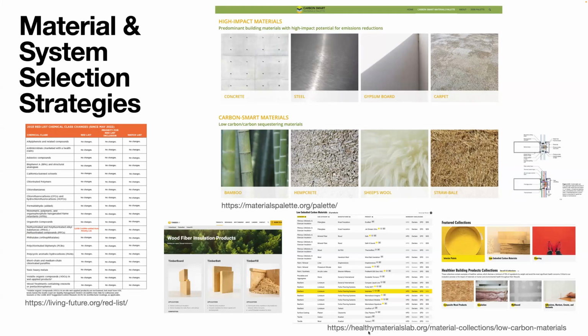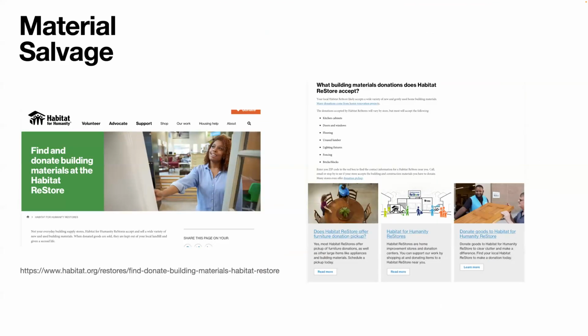This particular website called Healthy Materials Lab is starting to think of this like a nutrition label. It describes the disclosures from the manufacturers as to what the ingredients are in the makeup of the materials. So it's very important to think about that. We discussed this already. This is the material salvage aspect.